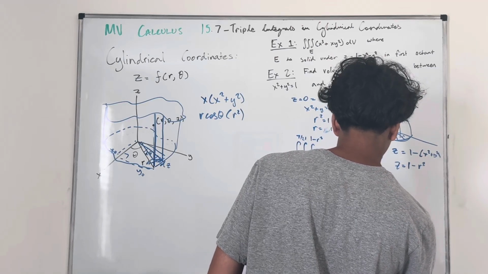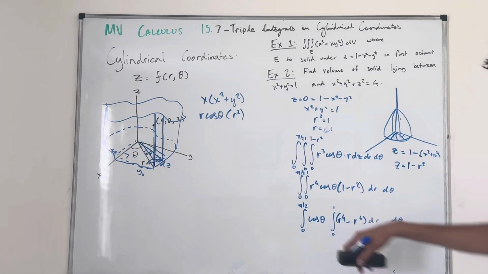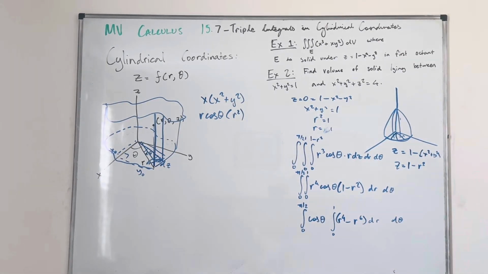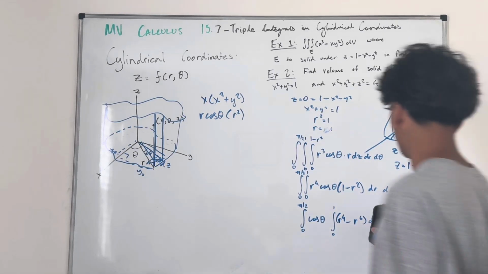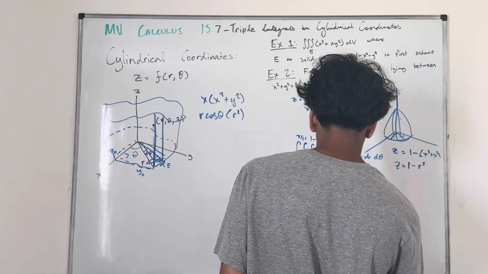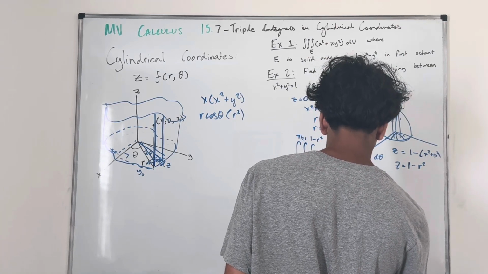dr d theta. And if we think about the reverse power rule, the antiderivative of r to the fourth is 1 over 5 r to the fifth. And then 1 over 7 times r to the seventh, right? You just add 1 and then take the reciprocal as a front. So we would end up getting 1/5 r to the fifth minus 1/7 r to the seventh.